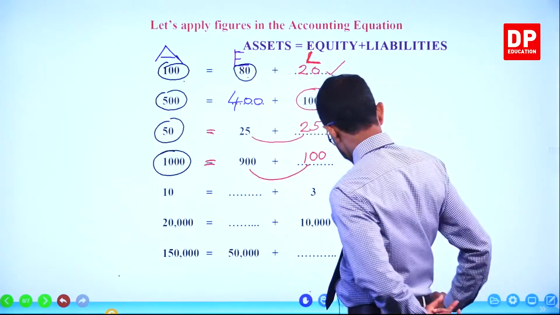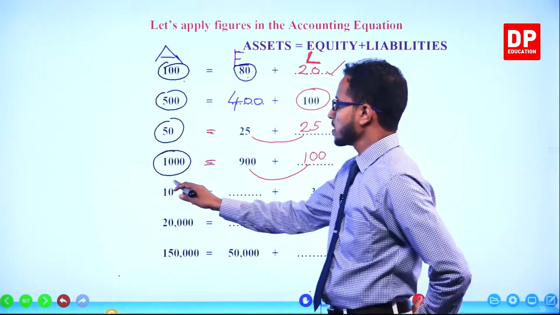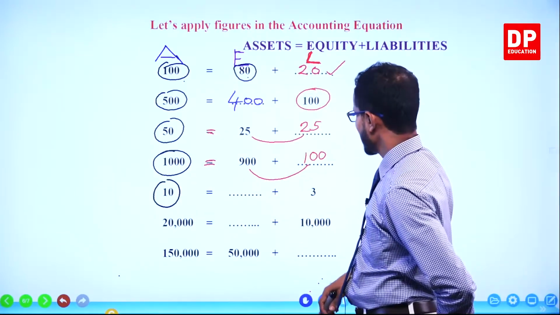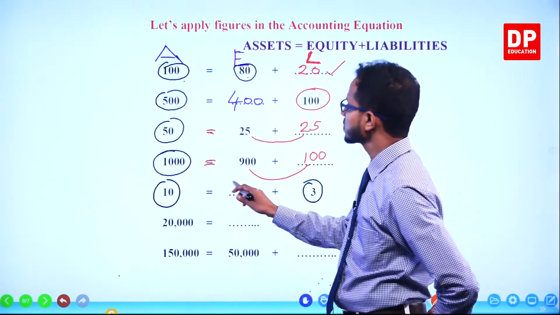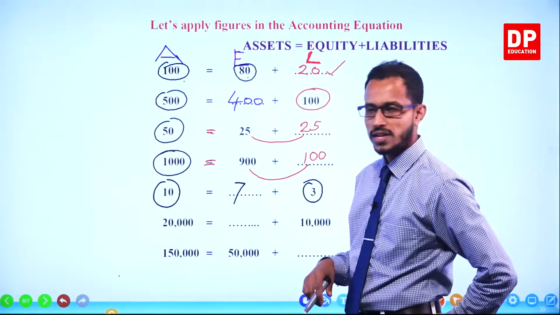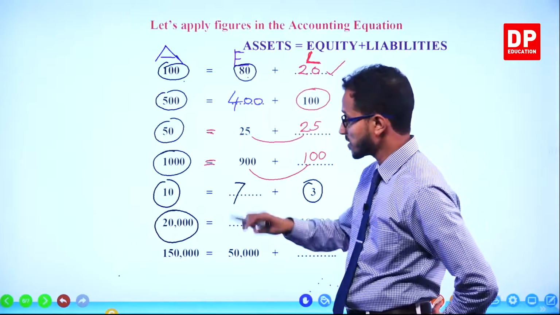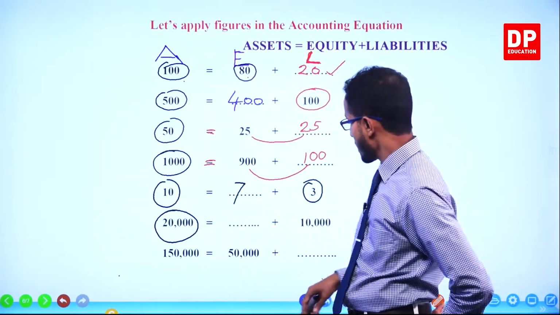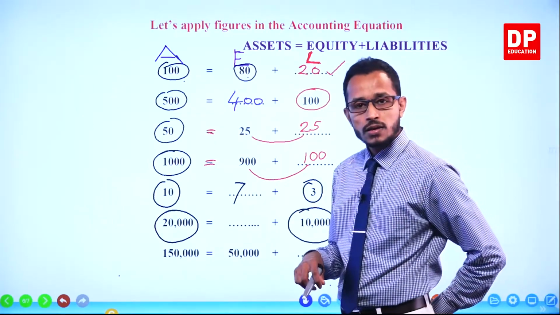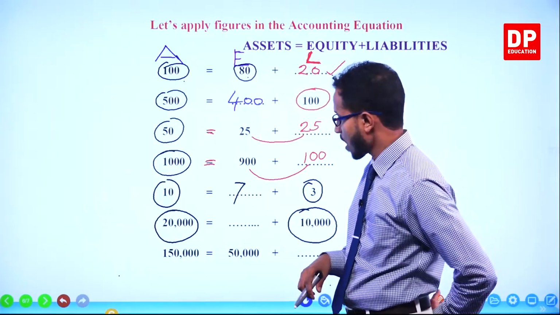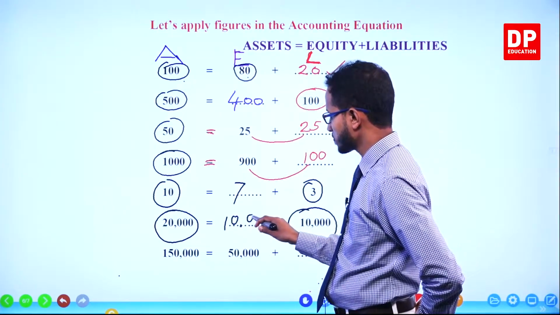Simple stuff. So we'll just finish it off, okay? If assets are 10, liabilities are 3, tell me the equity. That's right, children. Very good. If 20,000 worth of assets are there, out of that 20,000, 10,000 are liabilities. How much should be the equity? 10,000.